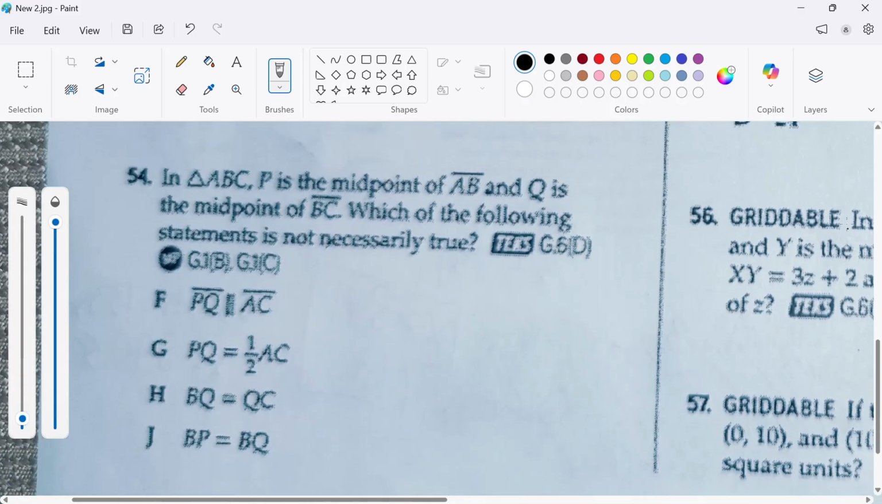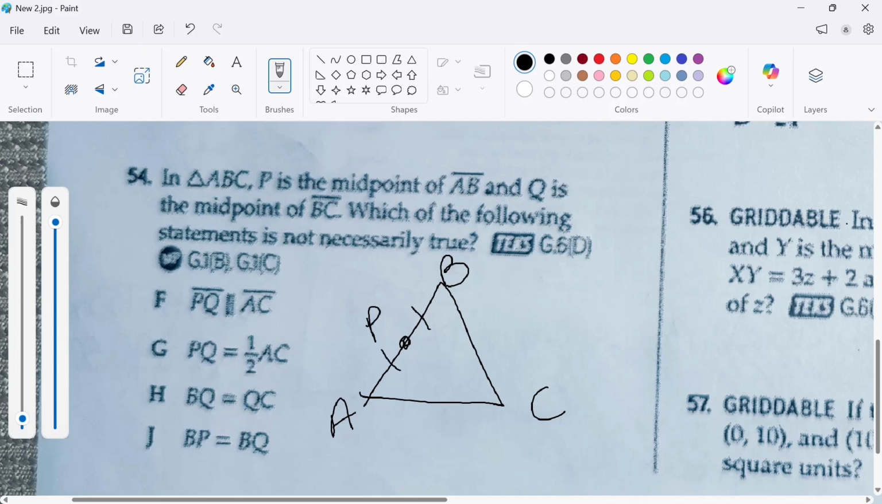54. In ABC, I guess I have to draw this myself. A, B, C. P is the midpoint of AB. That's P. That means it separates it into two even pieces. And Q is the midpoint of BC. It separates that into two even pieces. So that's a mid-segment. That means it's parallel to AC, and it's half of AC.